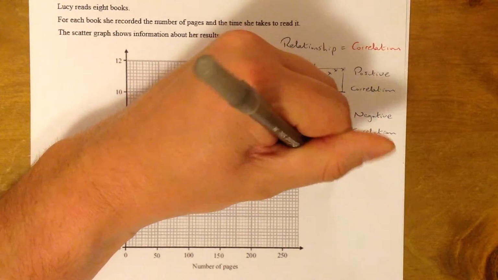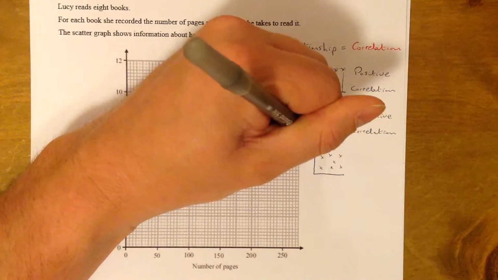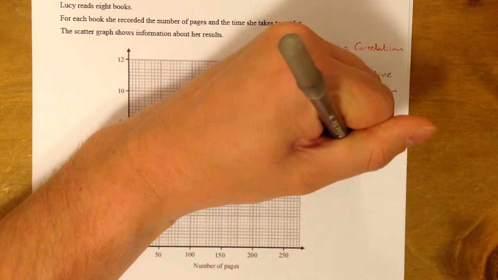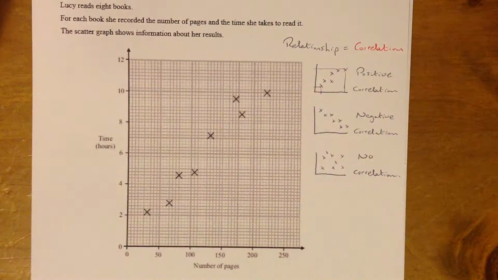The final one is no pattern at all, so the points are just randomly plotted all over the place, and this is known as no correlation, i.e. they do not have an effect on each other. So let's just have a think about an example for each of those so you can better understand the concept.